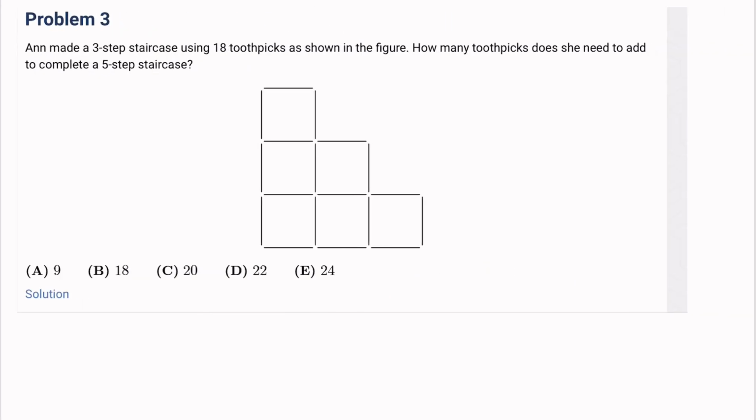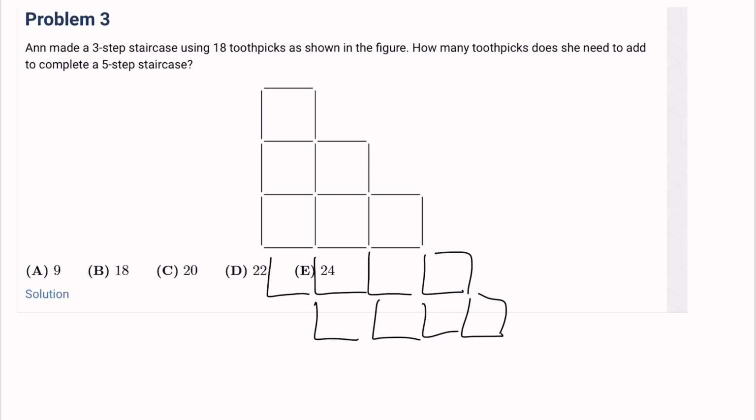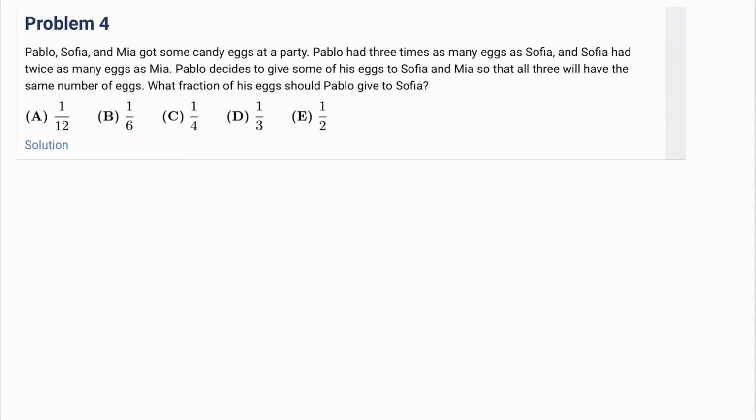Number 3, Anne made a 3-step staircase using 18 toothpicks as shown in the figure. How many toothpicks does she need to add to complete a 5-step staircase? So since it's just a 5-step staircase, then it's a simple job to just add more steps to make a 5-step staircase. 1, 2, 3, 4, 5, 6, 7, 8, 9, 10, 11. So 11 times 2 toothpicks because we have 11 of these kind of like L shapes. So the answer is 22. It's D.